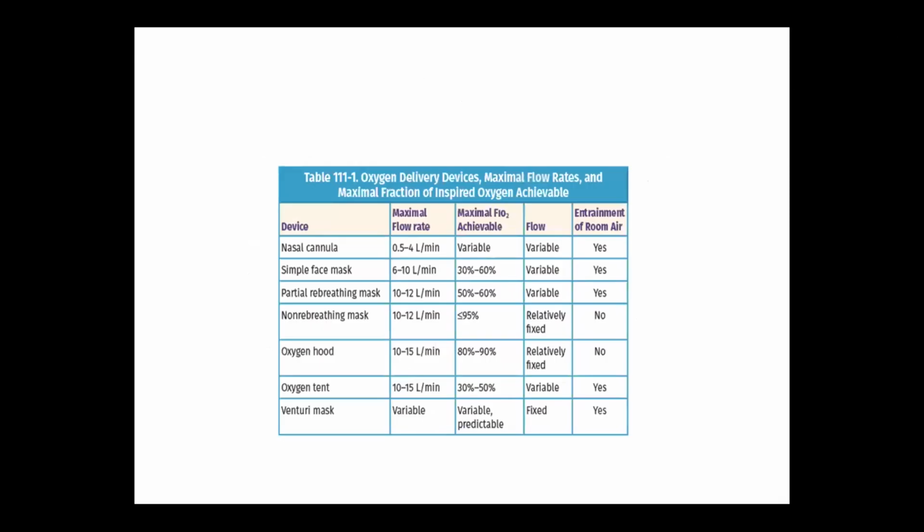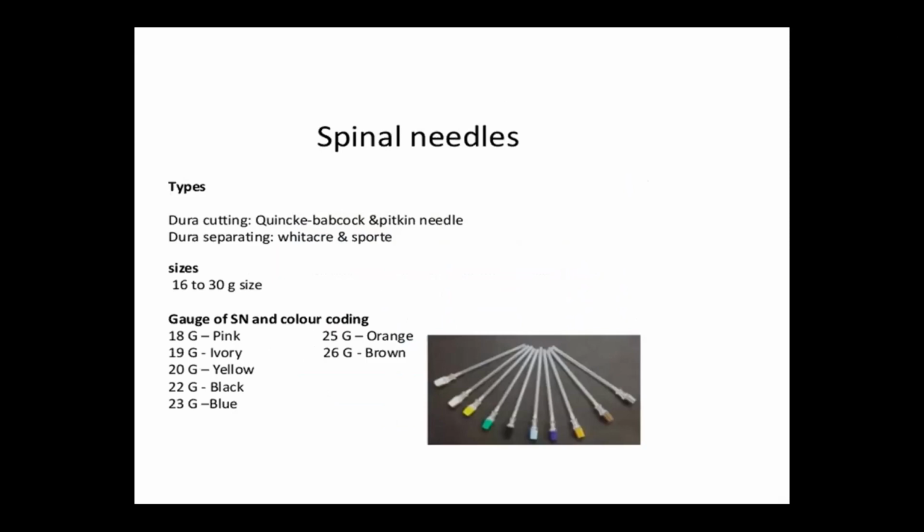This is a table in which I summarized what the variable devices are, which devices are fixed, which are variable, and how many liters of oxygen should be given to maintain how much FiO2. Now, a reason to pick up the spinal needle is that I think every day the anesthetist is using a spinal needle or epidural, but I have seen students fumbling even if the length of spinal needles is asked. So I thought to just pick up 1 or 2 slides on the spinal needle and the epidural needle.